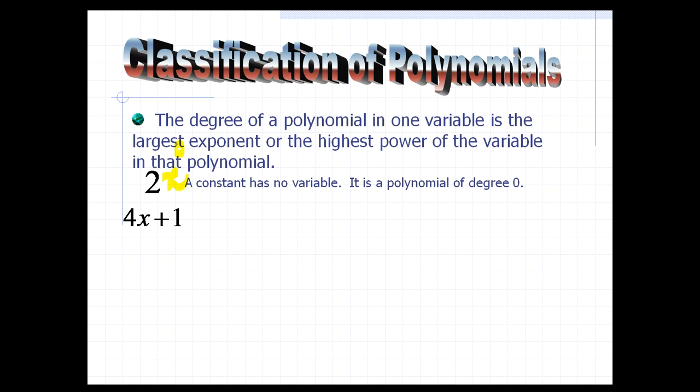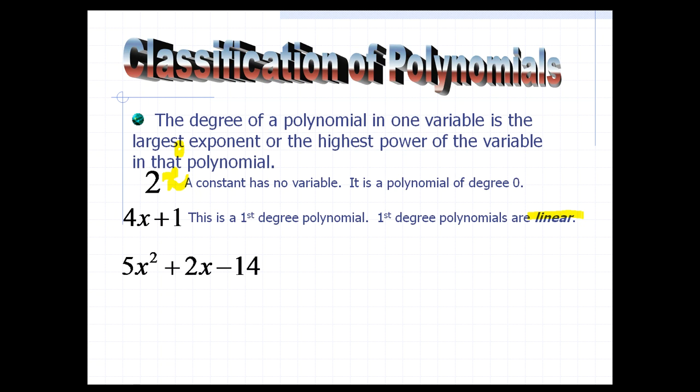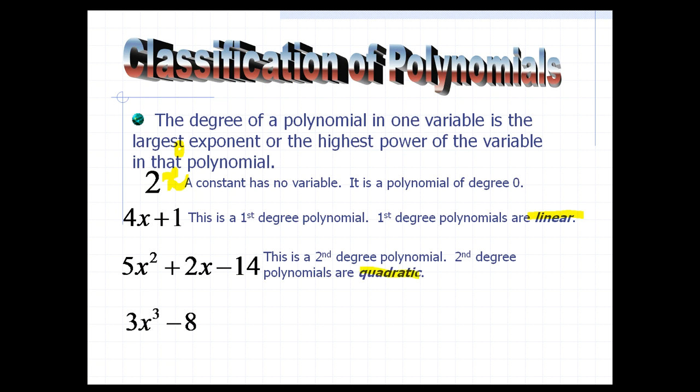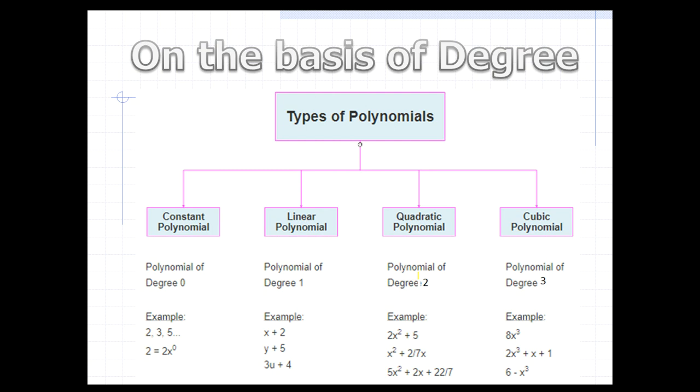4x plus 1. This is a polynomial with degree 1 because the highest power of the variable is 1. Such polynomials are called linear polynomials. This is a second degree polynomial because the highest power is 2. Such polynomials are called quadratic polynomials. And this one is having degree 3. So these are known as cubic polynomials. So the types of polynomials on the basis of degree are constant polynomial, a polynomial with degree 0, linear polynomial with degree 1, quadratic polynomial with degree 2, and cubic polynomials with degree 3.